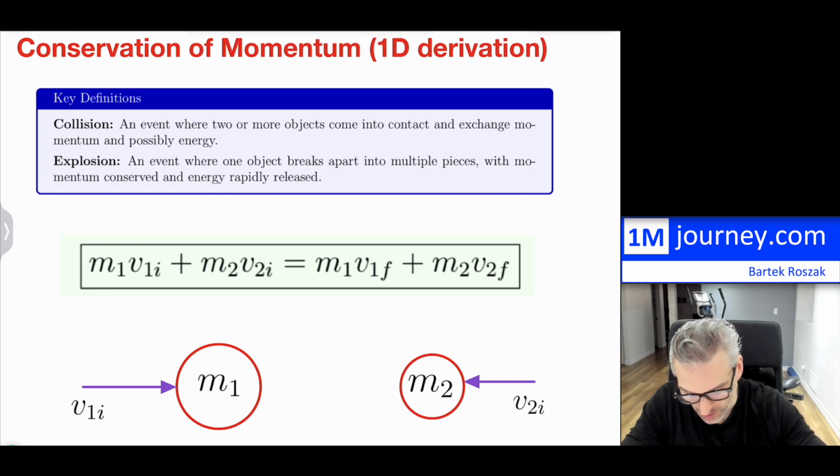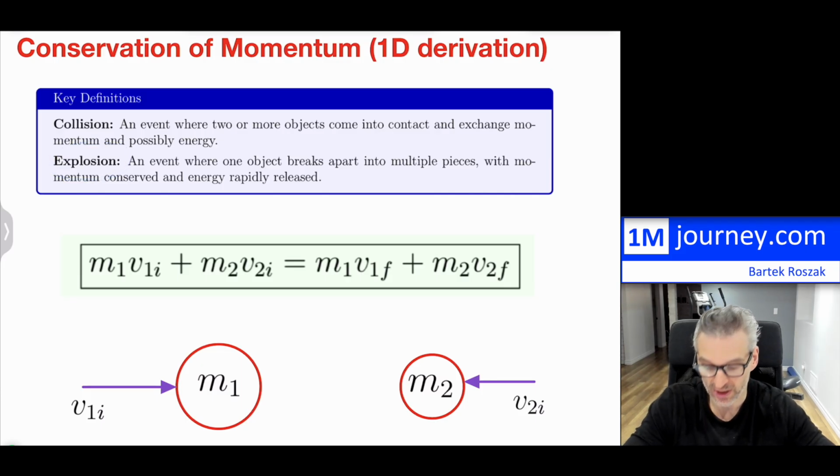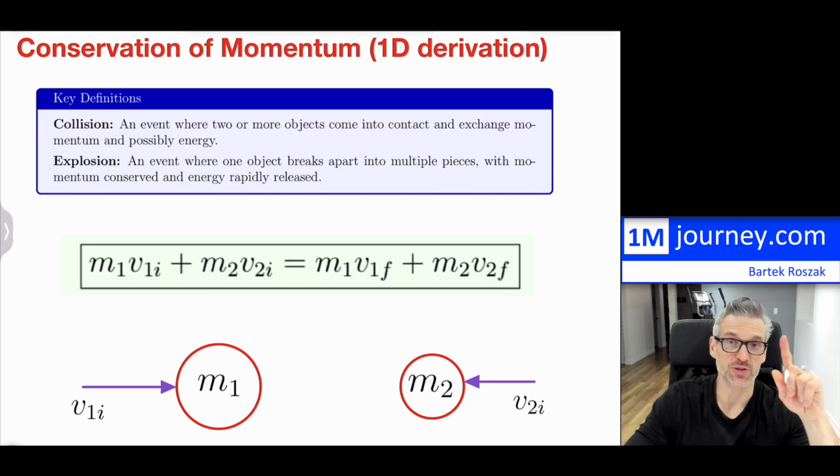Now an explosion is a little bit different from a collision. In an explosion, an event occurs where just one object starts to break apart into multiple pieces, with the momentum being conserved, and energy is also rapidly released.